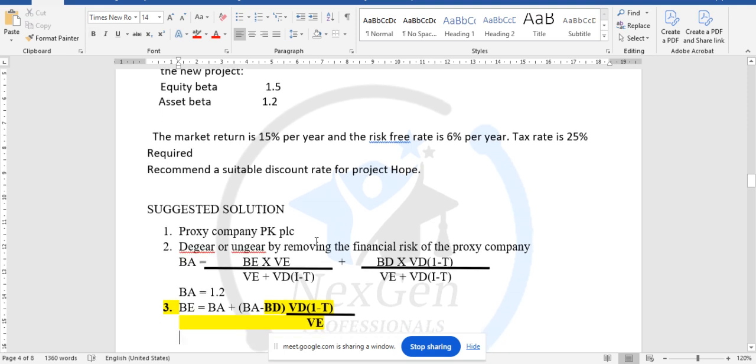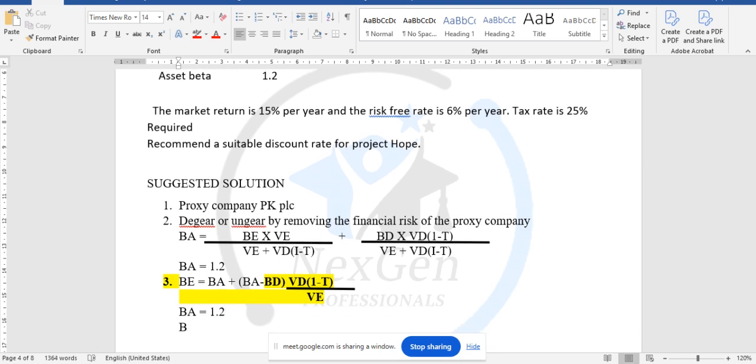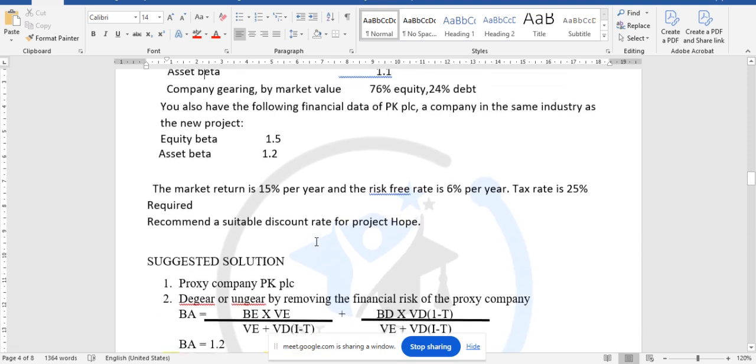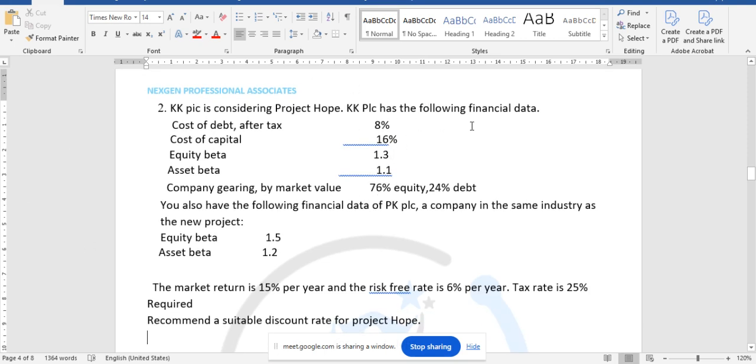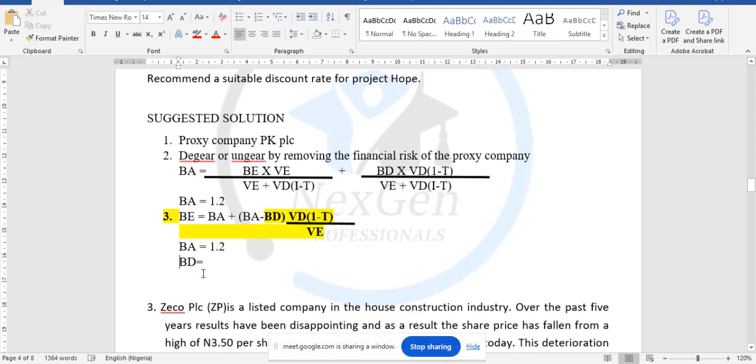Okay, now the BE, right? We already know our BA equals 1.2. Now let's check the beta debt. Don't forget the beta debt will be for the main company, right? Now let's check if the beta debt of the main company is given to us. You can see the company's financials. Is beta debt given to us in this question for KKPLC? Is it given? Beta debt. Did you see beta debt? No. Okay, so beta debt equals what? 0, right? Equals 0, right?